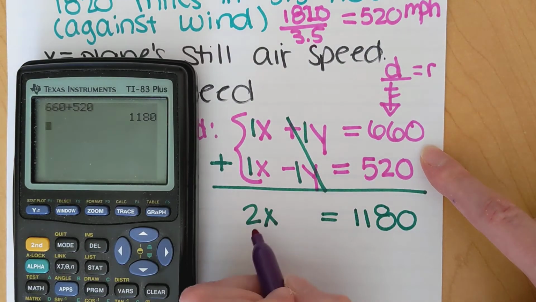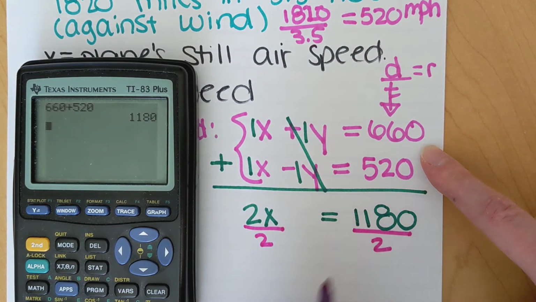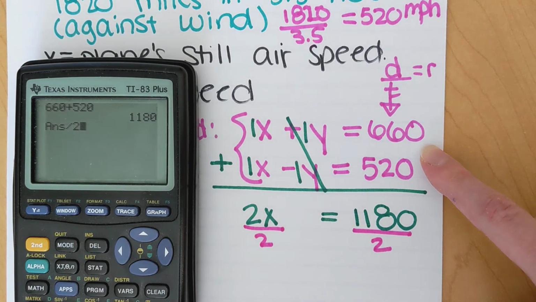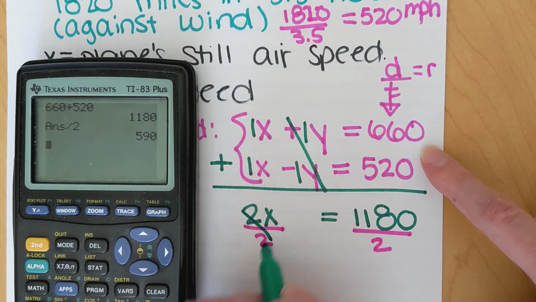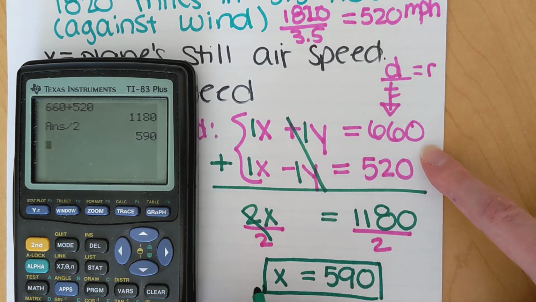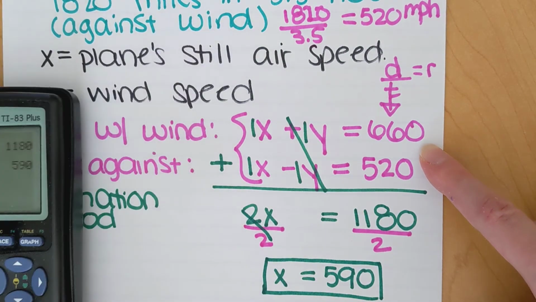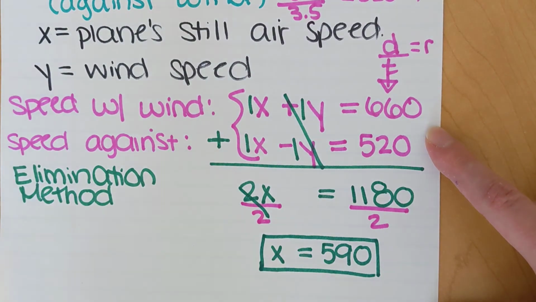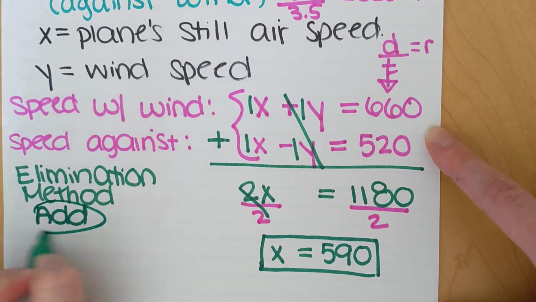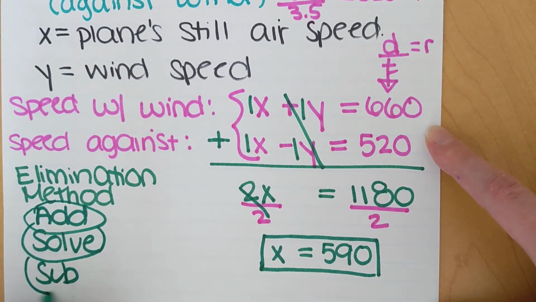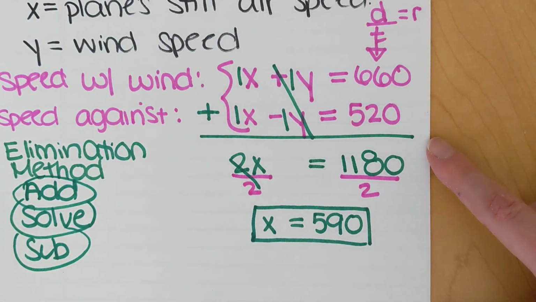And then to solve for x, we just divide both sides by 2. So take 1180 divided by 2. And that gives us x is equal to 590. So that x represents the speed with the wind. And then we need to find the speed against the wind. So remember, what we did here is we added the two equations together. We solved. And now the last step is to substitute in to find that other unknown.